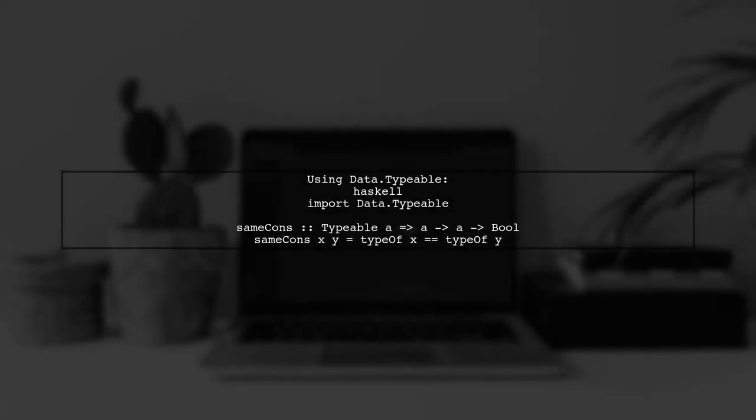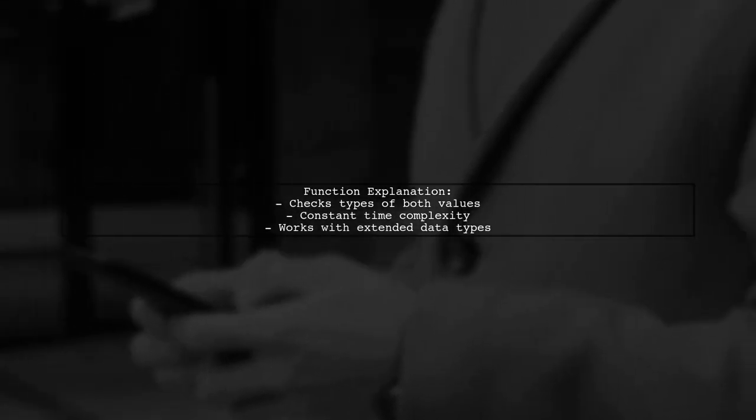Instead of using pattern matching, which can be linear and break with new constructors, we can leverage Haskell's type system. We can use the Data.Typeable module to achieve this. This function checks the types of both values. If they are the same, it returns true. This approach is constant time and will work even if we extend our data type.